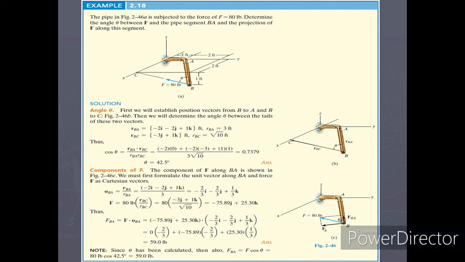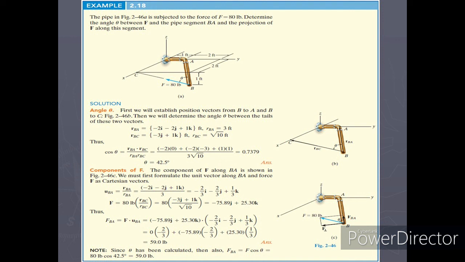And then having obtained the angle, the next part of the question says we are to determine the projection, determine the angle between this, and the projection of F along this segment. The projection of F along BA.